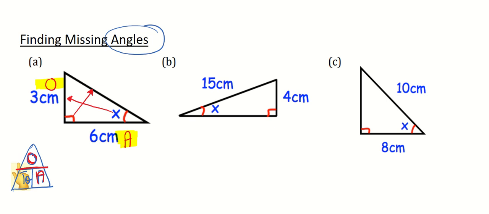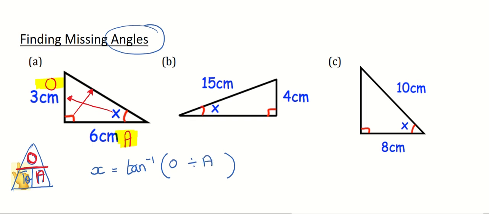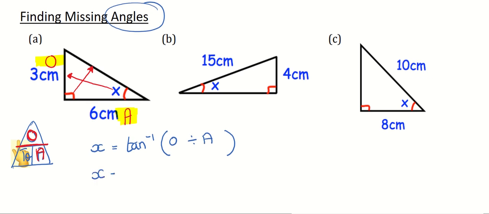But there's an extra step. If you're trying to find angle X, you have to do tan minus 1. That is the opposite of tan. You're trying to reverse tan to find the angle. Tan minus 1, and then you open your bracket and you do opposite divided by adjacent. So that means you're going to write in your workings tan minus 1, 3, which is opposite, divided by 6.